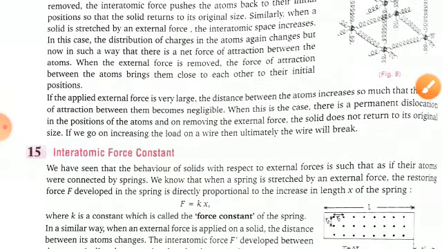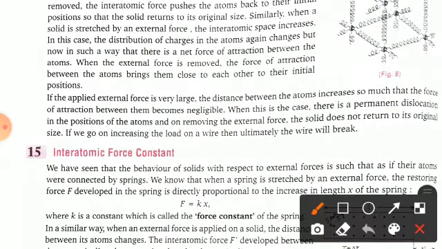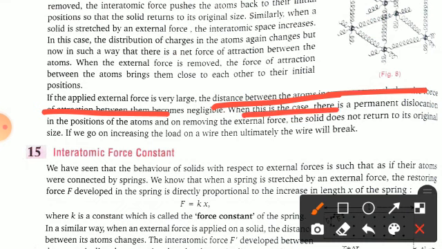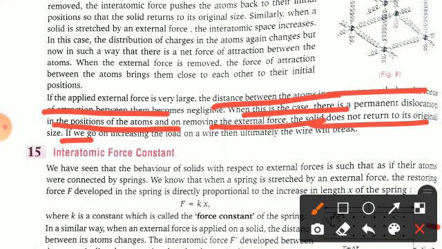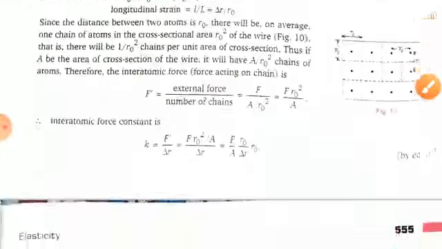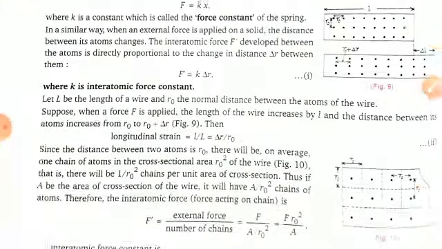Fine. So if the applied external force is very large, the distance between the atoms increases so much that the net force of attraction between them becomes negligible. When this is the case, there is a permanent dislocation of the position of the atoms, and on removing the external force, the solid does not return to its original size. I hope you understand.